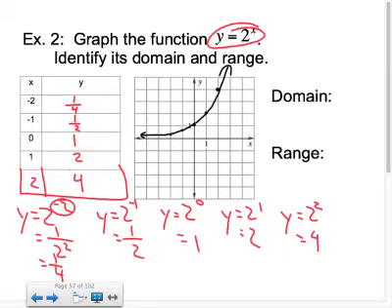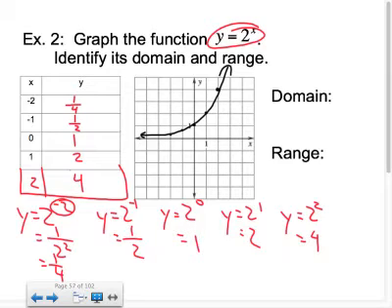And that's why it's called an exponential growth. As x gets bigger, y is going to rapidly increase at a very high rate. Some are higher than others, okay, obviously. So now the second part is identify the domain and range.